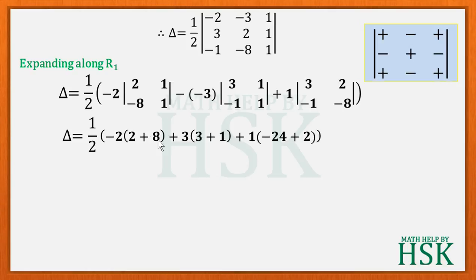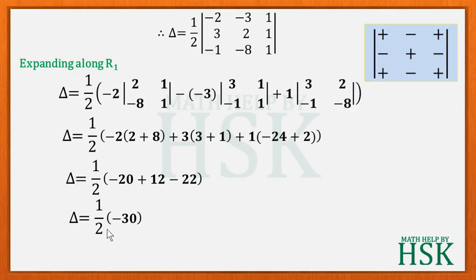Okay, so we are going to get a plus sign here, a plus sign here, and a plus sign here. And this minus minus again becomes plus. So this is going to further become 10 plus 4 minus 22. And this 10 into 2 has become minus 20, and this 4 into 3 has become 12, and this minus 22 remains as it is. So on solving, we are going to get the value as equal to 1 upon 2 times minus 30. That will be equal to minus 15.